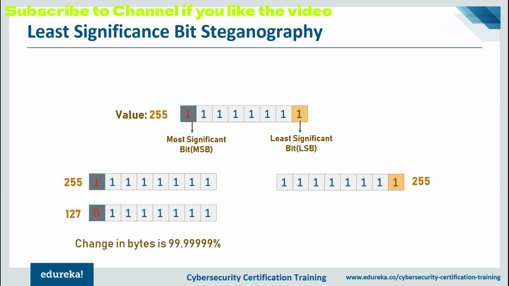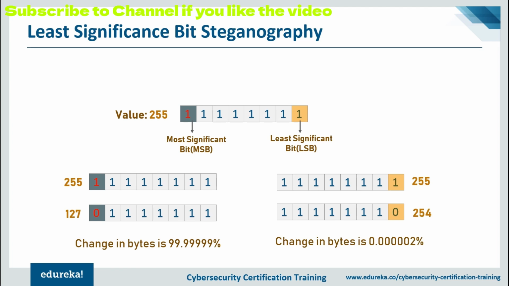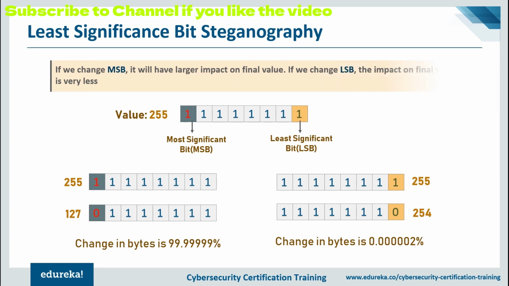It has made a large impact on the final value. On the other hand, the rightmost bit is the least significant bit. Now, if I change the rightmost bit, it will have less impact on the final value. For example, if we change the rightmost bit, which is 1, to 0, it will change the decimal value from 255 to 254. And you can note that the change is about 0.002%, which is very little when compared to the most significant bit. So the point I want to state here is that if we change the most significant bit, or MSB, it will have a larger impact on the final value. But if we change the LSB, the impact on the final value is very little. This very point is made use of by LSB steganography.